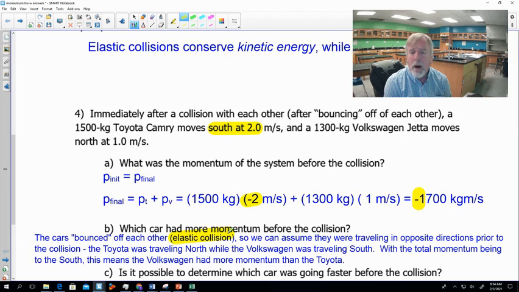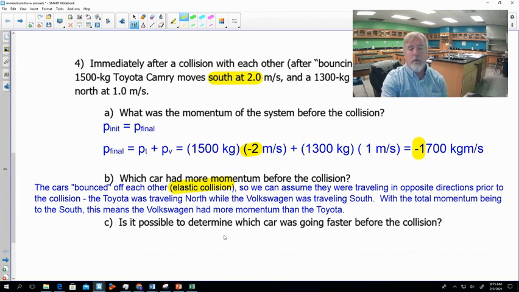Well, what do we know about our total momentum? Our total momentum is in the southerly direction. How can our momentum be in the southerly direction if the Toyota is traveling north and the Volkswagen traveling south? That tells us the Volkswagen traveling south must have had more momentum, because it's the only one that had a southerly momentum, and our total momentum was also southerly. Now, is it possible to determine which car was going faster before the collision? Yes, it is.